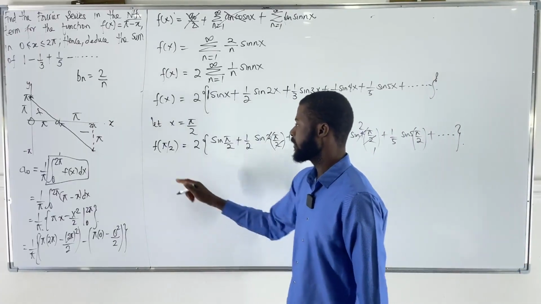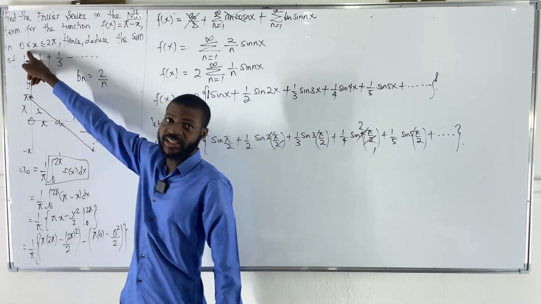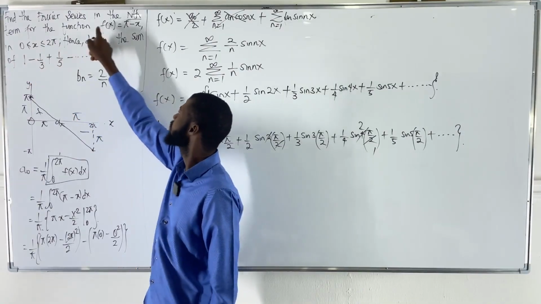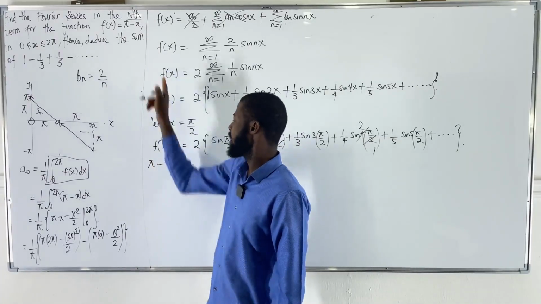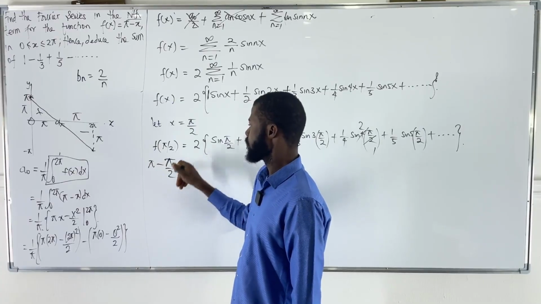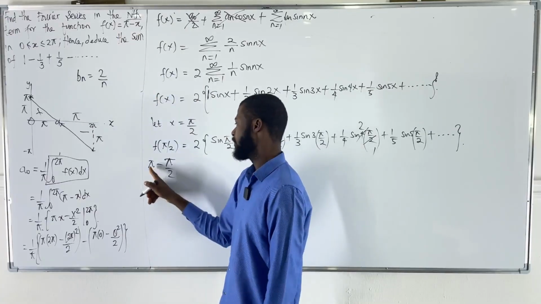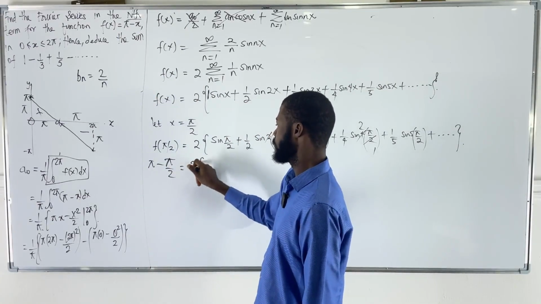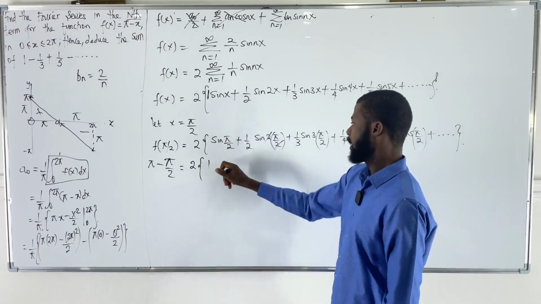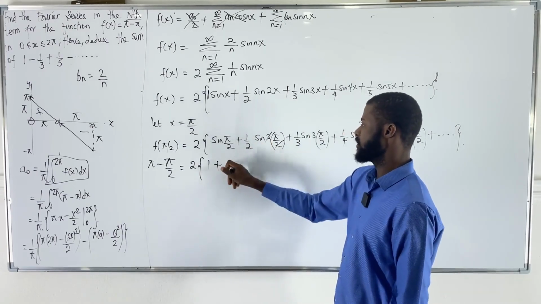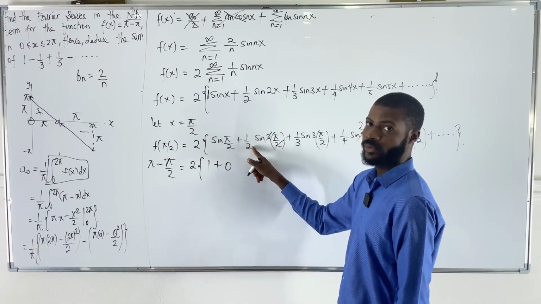Next, let's go to the next line. F of pi over 2. Let's look at our function. The pi over 2 is contained in this limit, so it's not a discontinuity. Now our f of s is pi minus x. So this is pi minus, our x is now pi over 2, because we said let s become pi over 2. So we're having pi minus pi over 2 equal to 2 into, now what is sine pi over 2? Sine pi over 2 is 1. And then plus, this will be 0, because sine pi is 0, and 0 times 1 over 2 is 0.